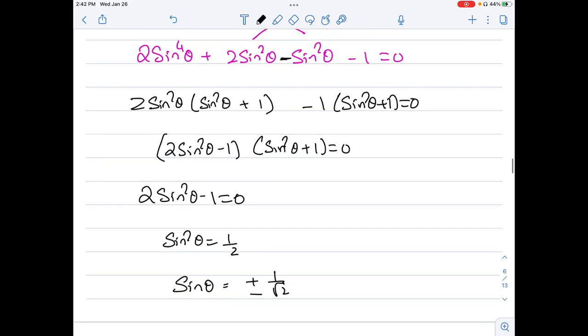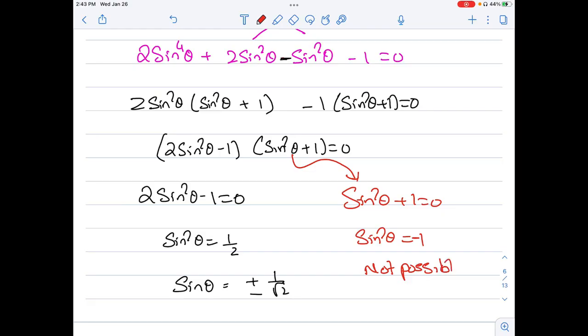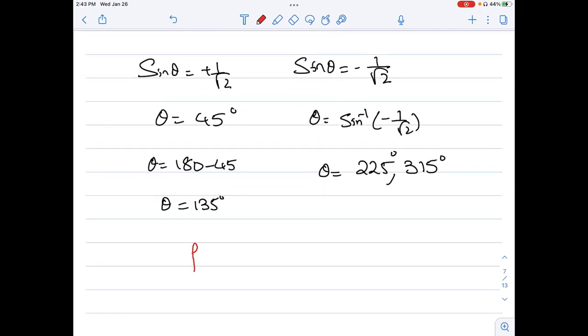Now what about the other part? Sin square theta plus 1 equal to 0. Sin square theta equal to negative 1. This is not possible. Why is this not possible? We know that a square term can never be negative. So sin square theta equal to negative 1 is not possible. So I have only 4 answers. What are those 4 answers? 45 degrees, 135 degrees, 225 degrees, and 315 degrees.